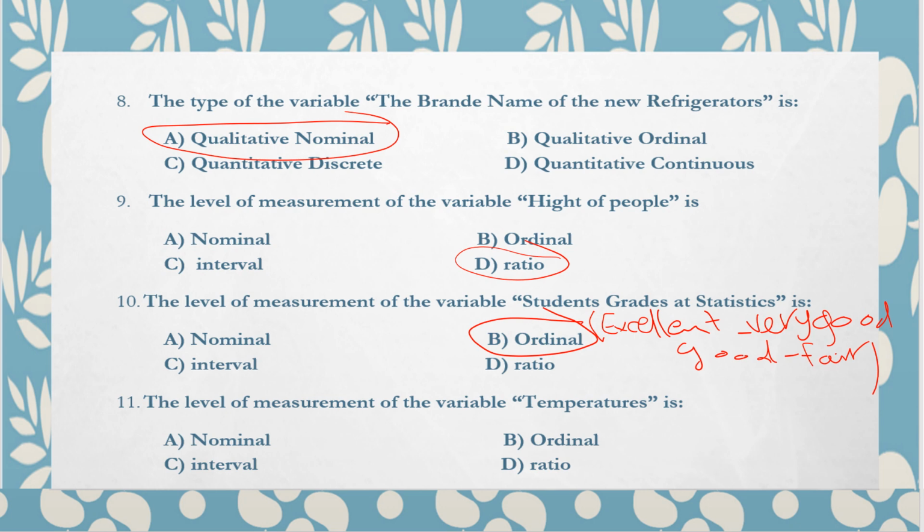The level of measurement of the variable temperature. Temperature here is discrete or continuous data, and we can make some mathematical operations, but the absence of 0 doesn't mean the absence of the temperature; it means freeze. So the level of measurement of this variable is interval level of measurement, and the correct answer is C.